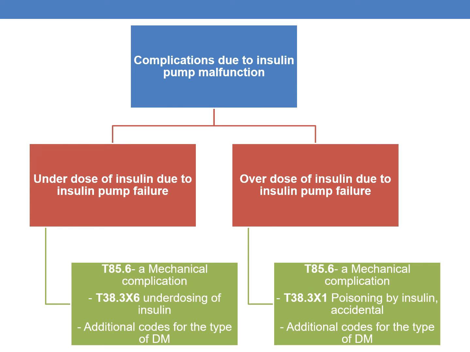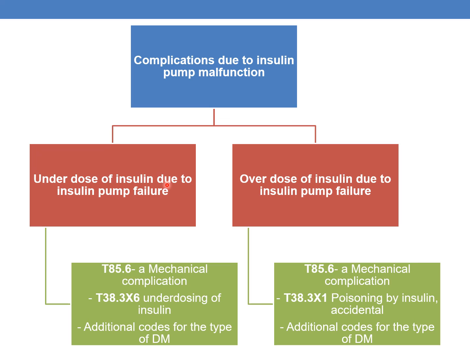Now coming to the next topic, complications due to insulin pump malfunction. Insulin pump malfunction can lead to underdose of insulin due to insulin pump failure, or overdose of insulin due to insulin pump failure. Underdose can occur or overdose can occur. So what are the coding scenarios when underdose of insulin is seen and overdose of insulin is seen?